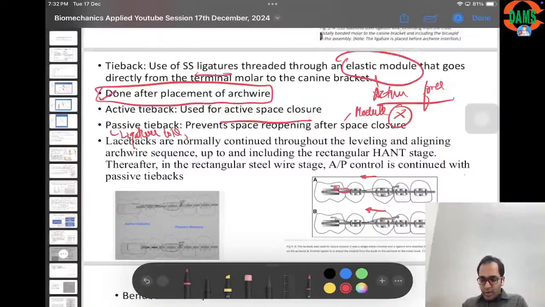Okay, so theoretical point: lace backs are normally continued throughout the leveling and aligning stage of the arch wire sequence, up to and including the rectangular heat activated nickel titanium wire stage. Thereafter, when we do the space closure on 19x25 stainless steel wire, the function which was done by lace back is now done by passive tieback.